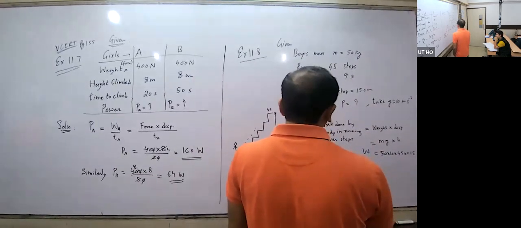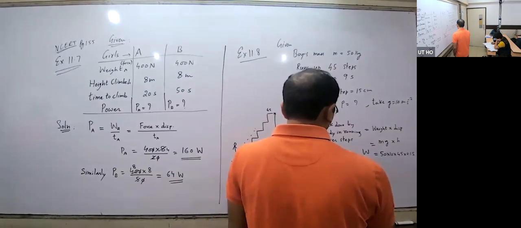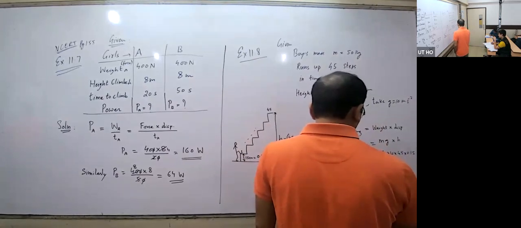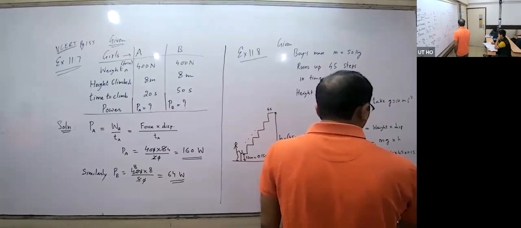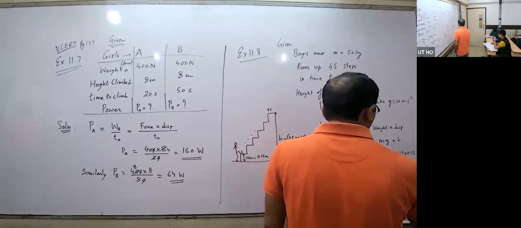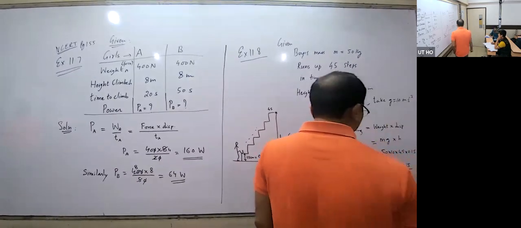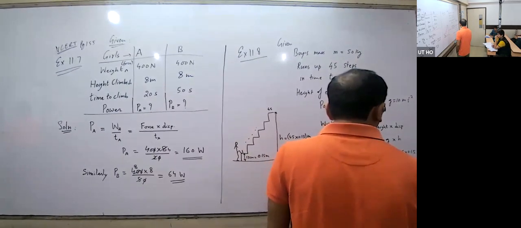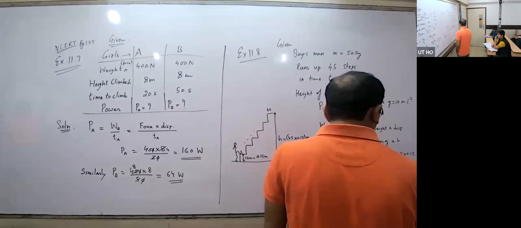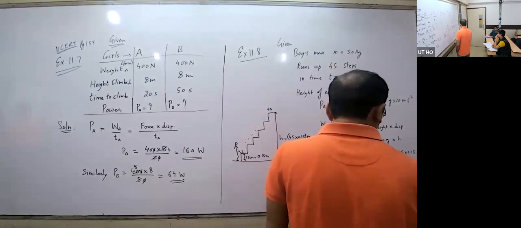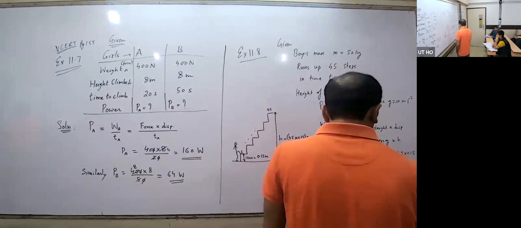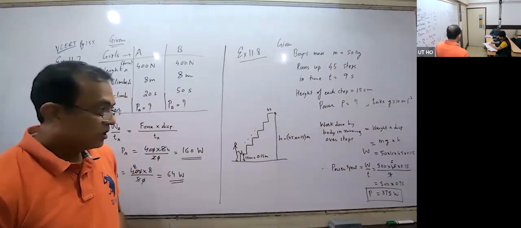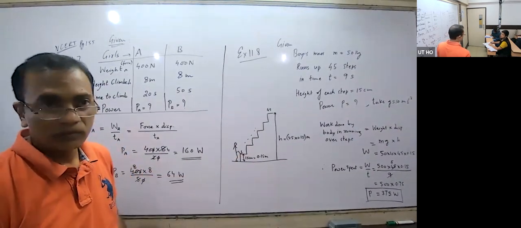Therefore, power spent is equal to W by t. What is W? 500 into 45 into 0.15, in how much time? 9 seconds. So 9 times up, 500 into 15 times up, 0.75. This is the power spent. So in some questions work will be given directly. In some questions you have to find work and then take the ratio.